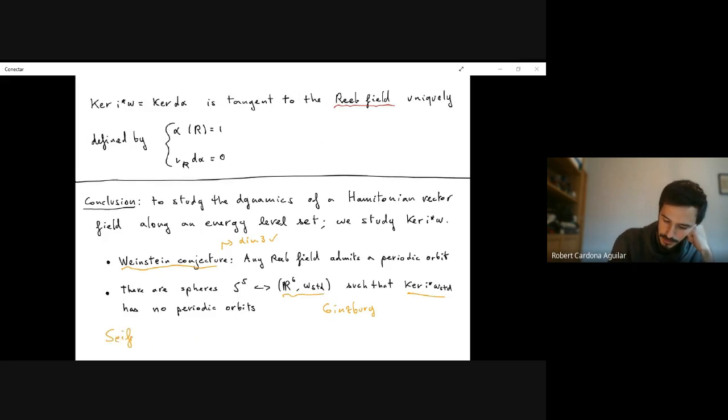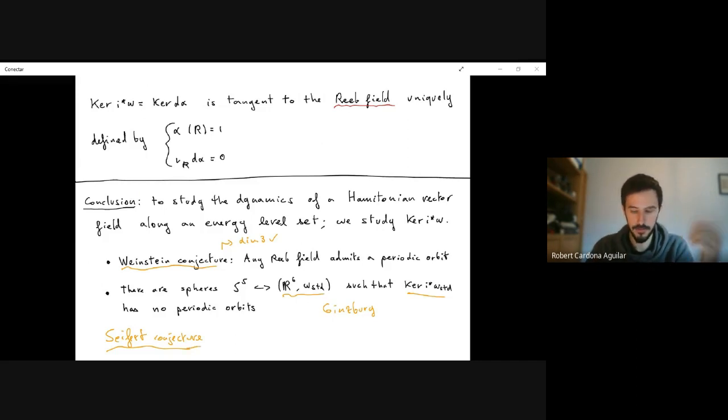So there is another conjecture which is related to the Weinstein conjecture, which is the Seifert conjecture. This conjecture says, the first statement, let's say, says that a non-vanishing vector field in the 3 sphere always has a closed periodic orbit. Okay, so every X admits a periodic orbit.